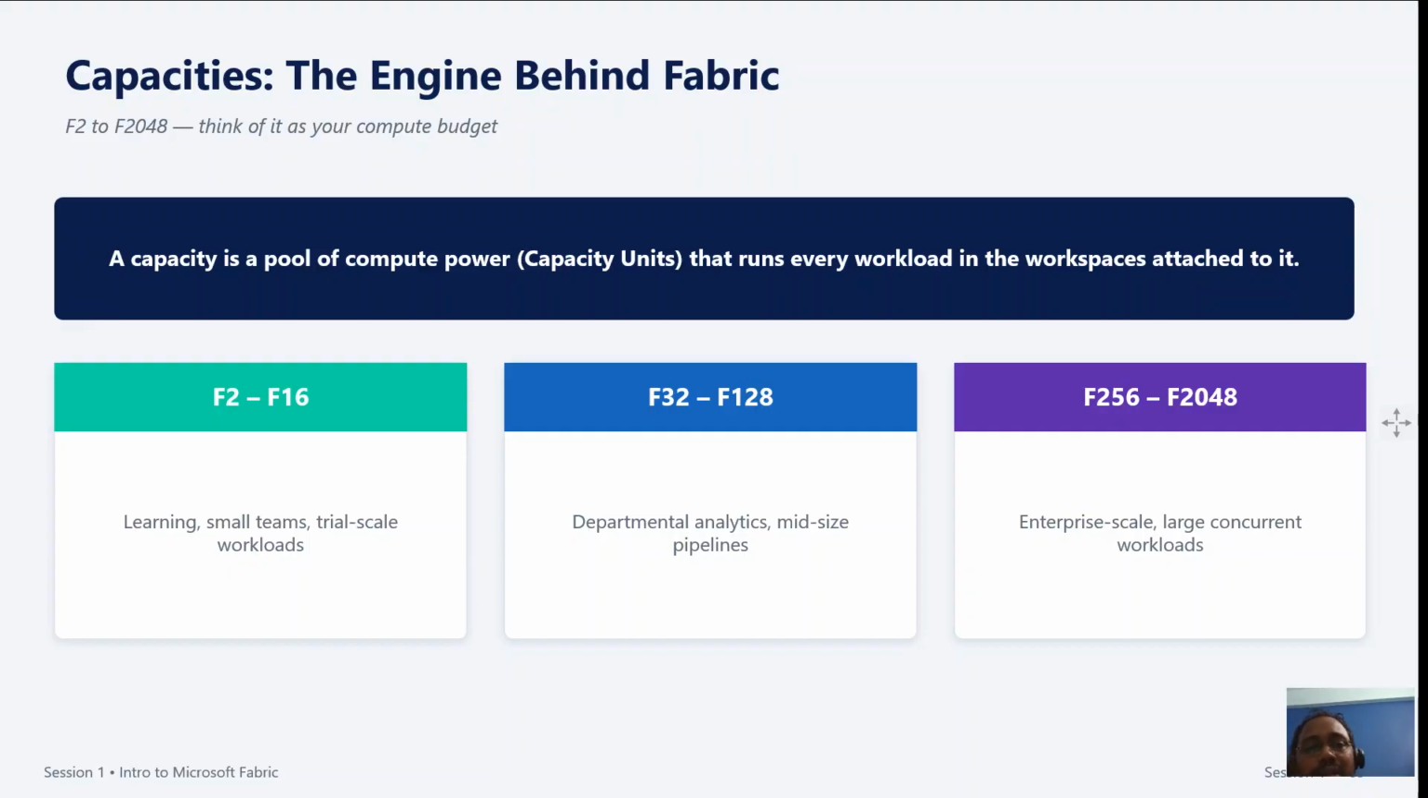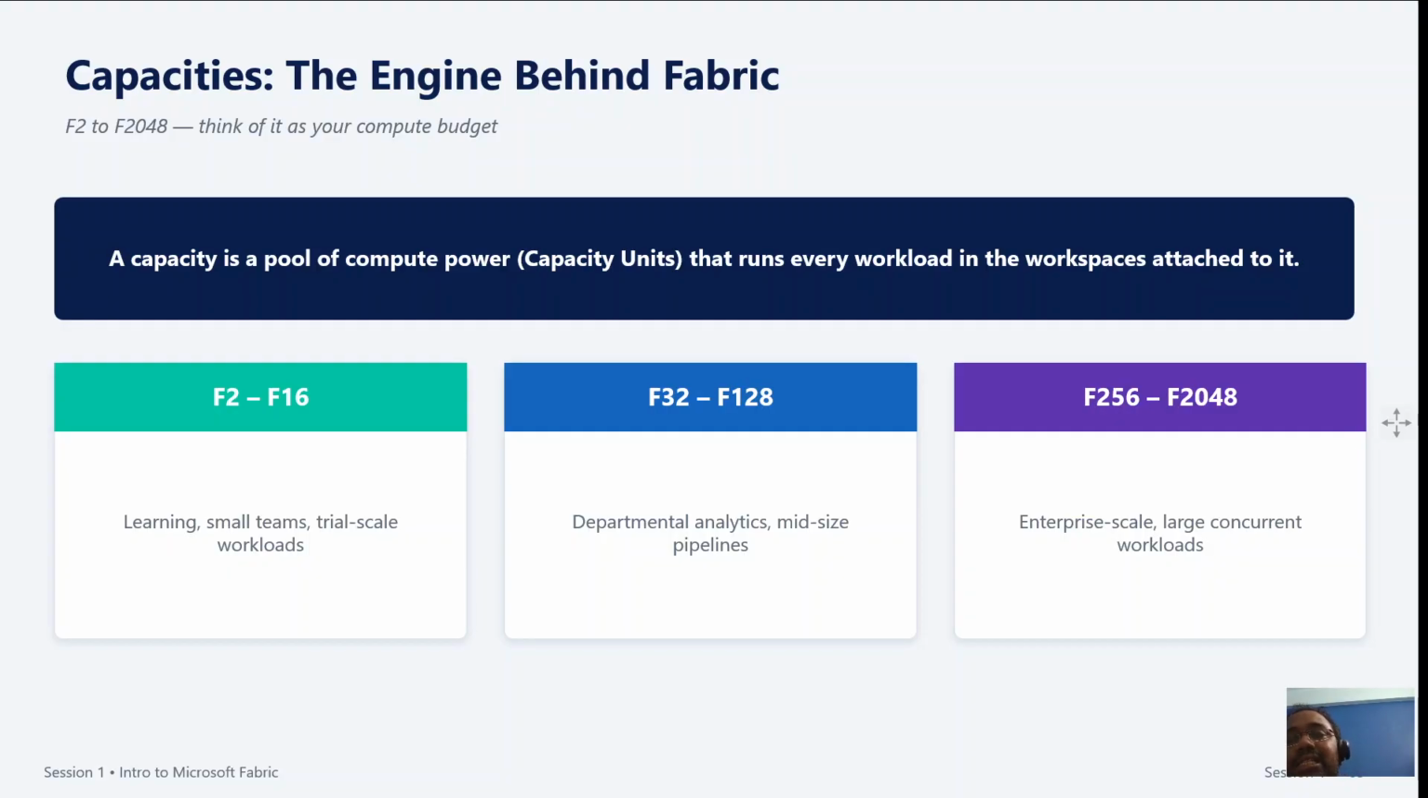Again, the core definition of this capacity: a capacity is a pool of compute power measured in capacity units, or CUs. We will also call them CUs. Every workload in an attached workspace draws from it. It's not storage, it's processing power. Please keep in mind, these are the technical terms.